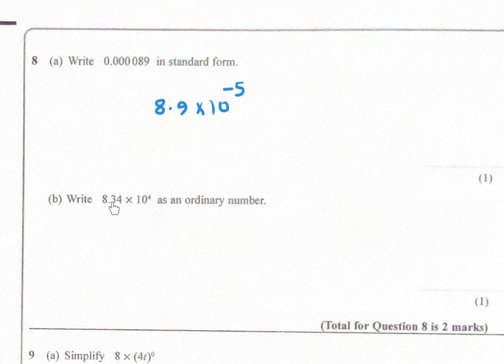B, write 8.34 times 10 power 4 as an ordinary number. So move the decimal point 4 places to the right, so 2 places and 2 zeros. So 8, 3, 4, 2 zeros. 83,400.